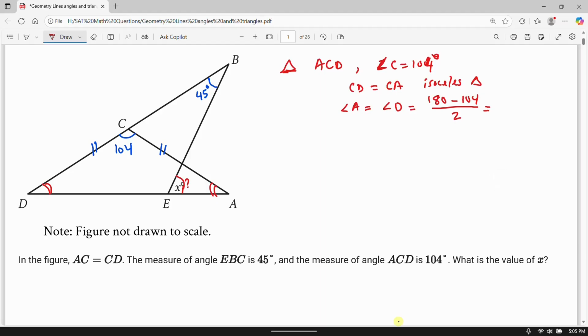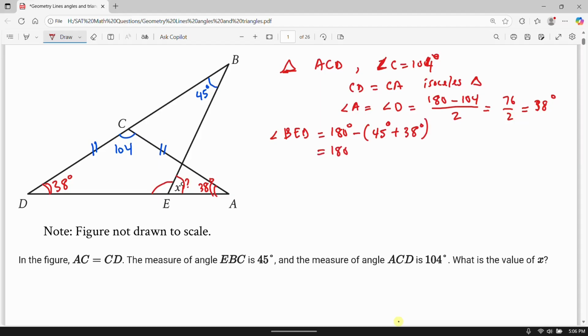So 180 minus 104 is 76, divided by 2 is 38. So that angle is 38 degrees. I'm going to write down 38 in here, and I have 38 degrees in there. So now I can get this angle E on the inside. Then angle BED equals 180 minus 45 plus 38.